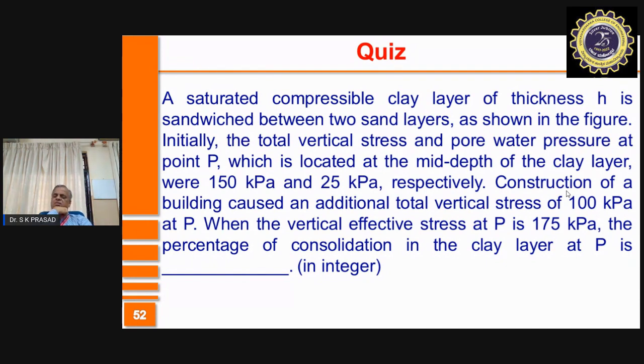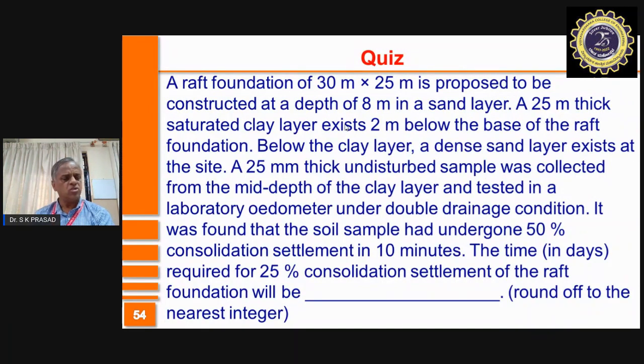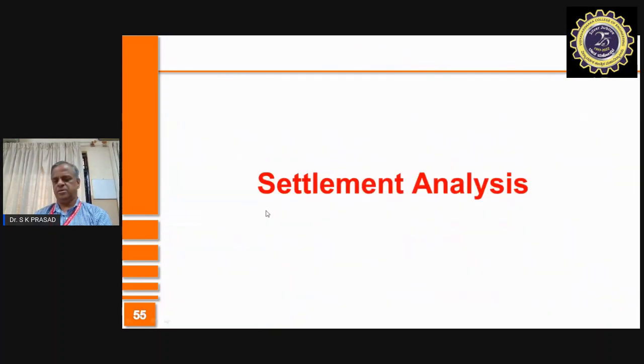So friends, settlement plays an important role and we need to work on that. So this question is about settlement. We'll have a very brief theory and then go ahead. This question, which came in the previous question paper, is also on settlement. So we'll tackle this a little later.